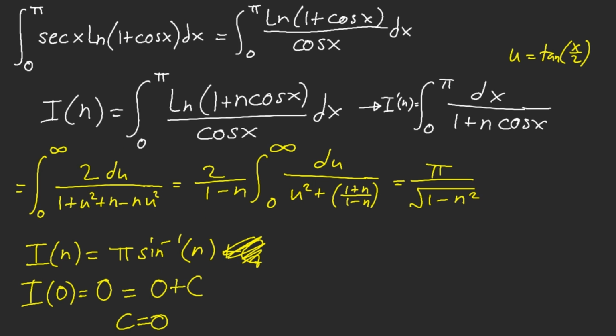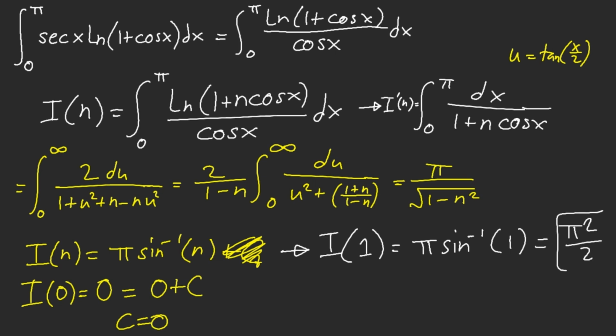All right, so what is our original integral? This original integral is equal to I of 1. So what we have is our answer is pi times inverse sine of 1, which means that the answer is equal to pi squared over 2. So this integral here is equal to pi squared over 2. Okay? And there you go.